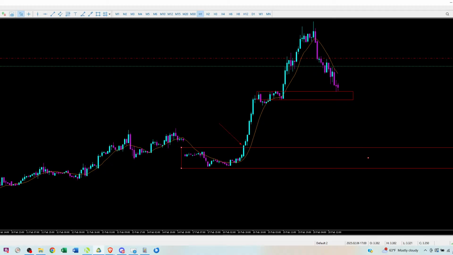Whereas on Forex, especially if I'm just swing trading it, the daily time frame will generally be my higher time frame to analyze. Okay, so there you go, guys.